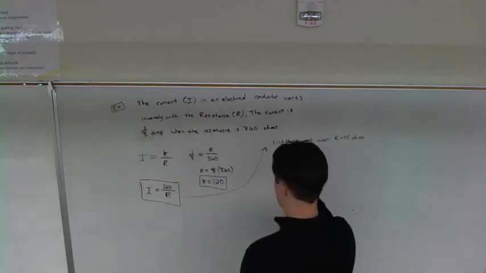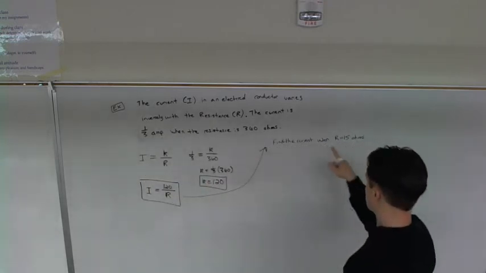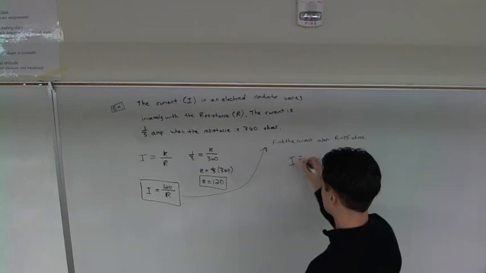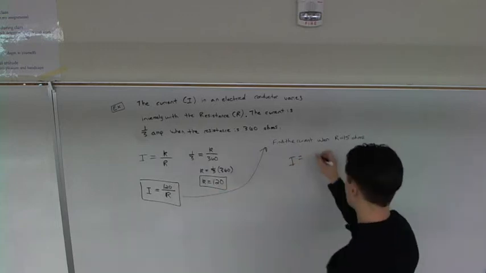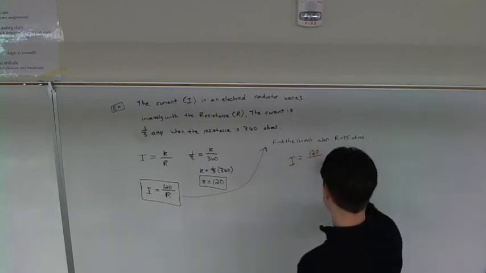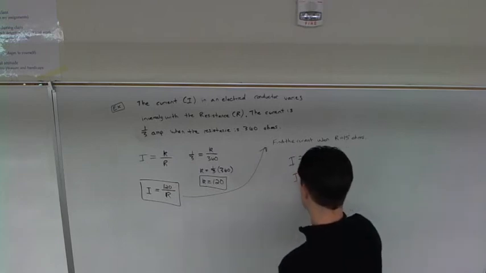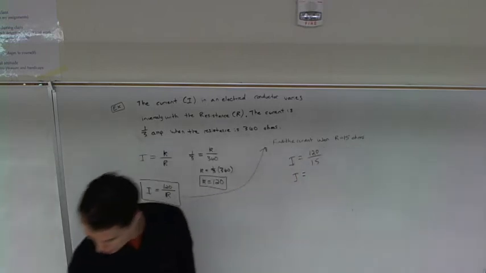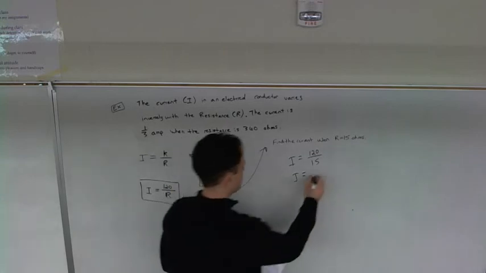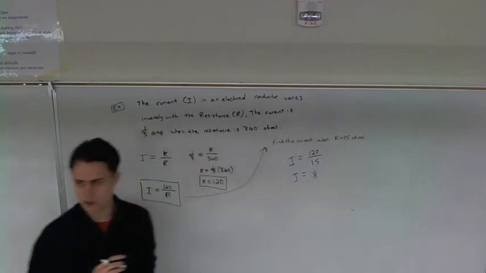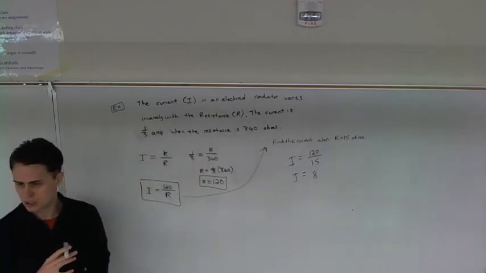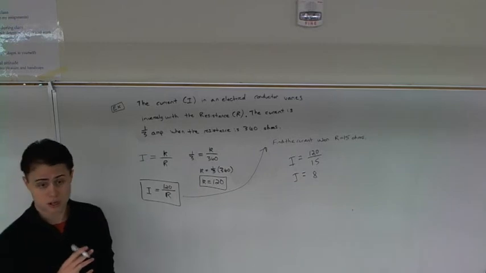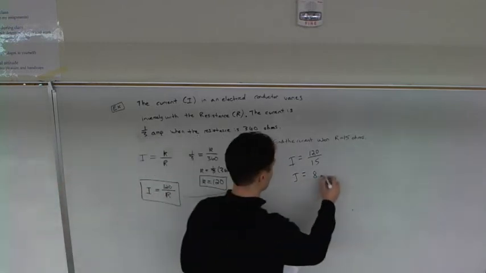So I can go ahead and just solve. It says find the current, so I need I. They could have just as easily asked us for R. Put in 120 divided by my 15, and I get I as whatever that is. So I get 8, and we just learned that current is measured in amps.